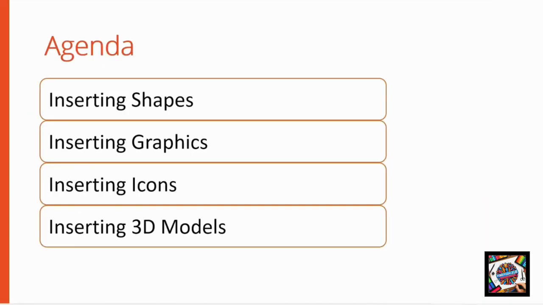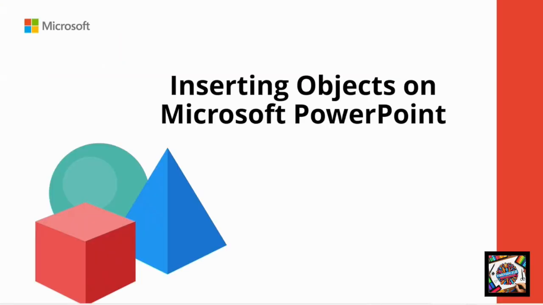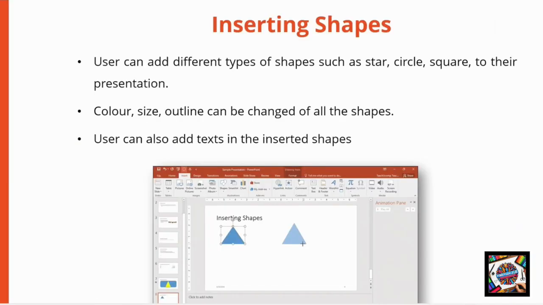We will be starting with inserting shapes, followed by graphics, followed by icons, followed by 3D models. Inserting shapes. Users can add different types of shapes such as star, circle, square to their presentation. Color, size, outline can be changed of all the shapes. Users can also add text in the inserted shapes.